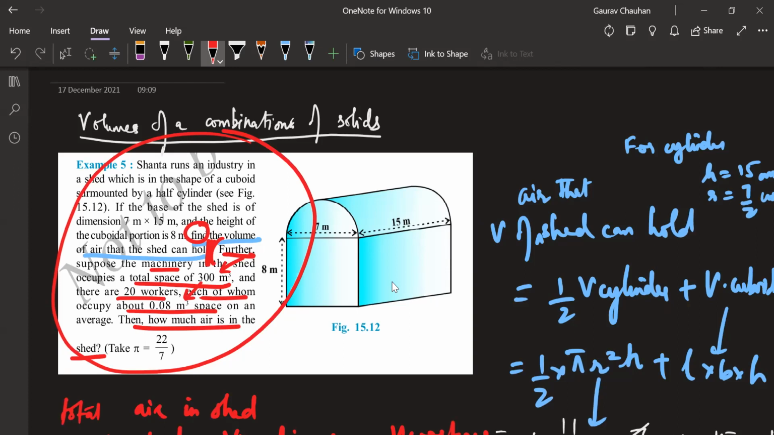Then we went ahead. Further they're giving more information and they're asking how much air is in the shed. Why will they ask about air when they just asked how much air the shed can hold? The machinery and the workers are occupying some space, so subtract that. We good with this? Yeah, moving on.